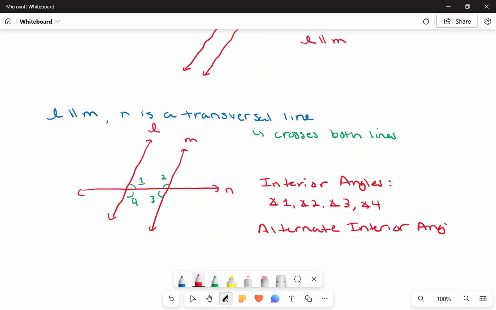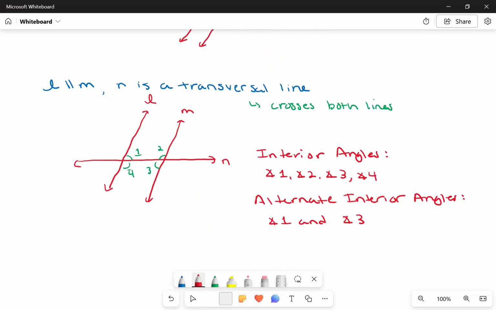Alternate interior angles. That means they alternate on the sides of the transversal. So of the interior angles, the ones that are alternate interior angles are angles 1 and 3 because they're on opposite sides of the transversal. They're on alternate sides of the transversal and they're interior. Another set of alternate interior angles would be 2 and 4. Those are also alternate interior angles.